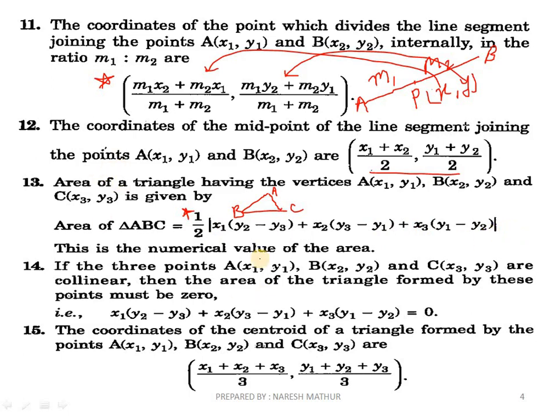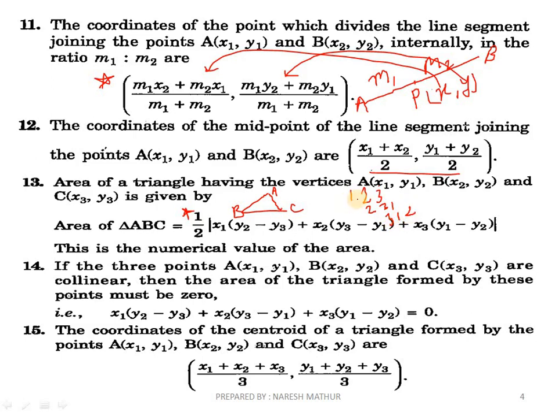Just for simplicity, you can remember this. You have to put the values of x1, x2 and x3. Now learn this sequence: 1 2 3, then 2 3 1, and 3 1 2.